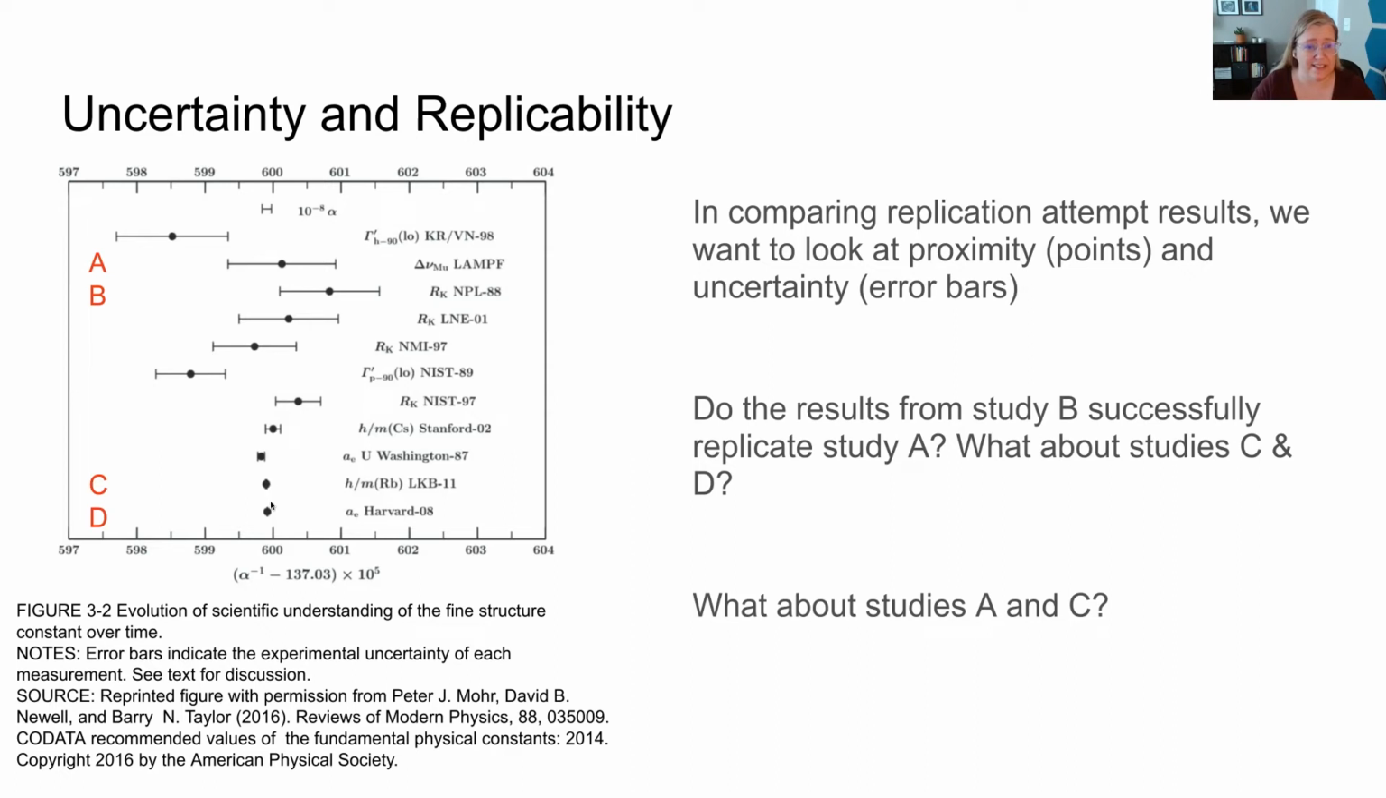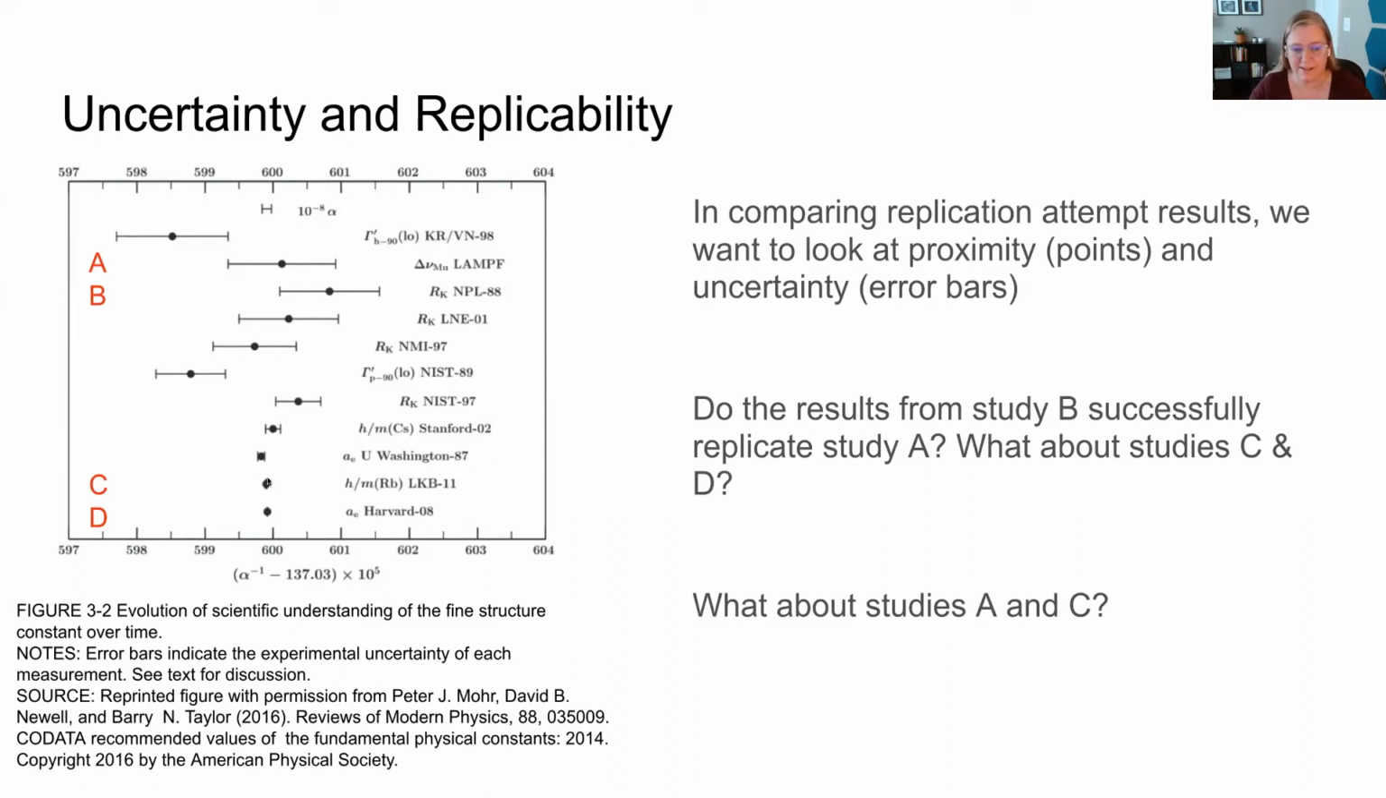Now, if we look down at C and D, we can see that we have really, really close estimates for that constant, but the error bars are really, really small. It's really hard to see in this figure. We may consider this a successful replication. We may not, just because the precision of these estimates is so high. And then when we look at A versus C, we have the study with a lot of uncertainty and then C with very little uncertainty.